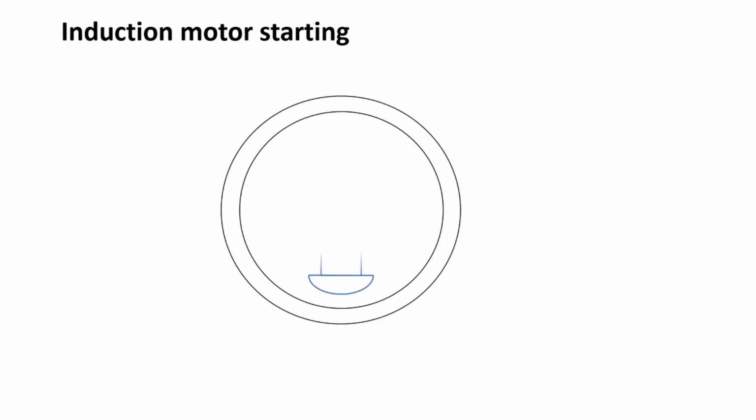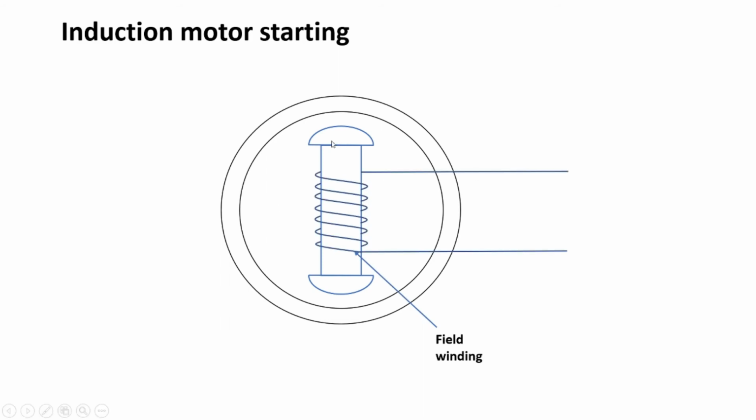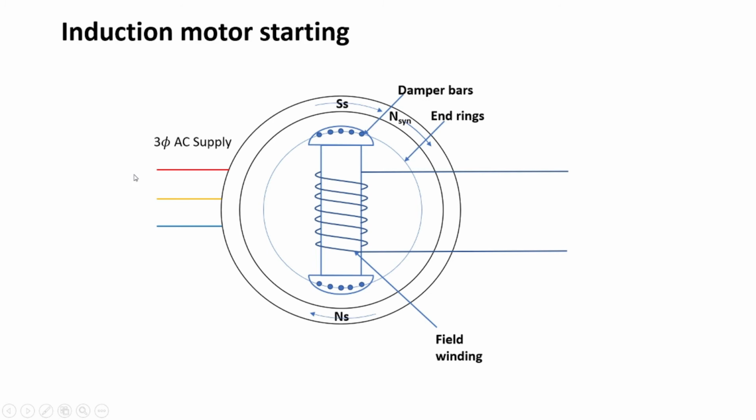This is the stator, this is the rotor, and the rotor has field winding, and the rotor has slots to accommodate damper windings, and these damper windings are short circuited on both sides by means of end rings. Whenever three-phase supply is given to the stator winding, a rotating magnetic field is generated which rotates at synchronous speed. So as discussed earlier, due to the presence of damper bars, the rotor starts to rotate in the same direction as that of the rotating magnetic field, and it achieves a speed near to synchronous speed.